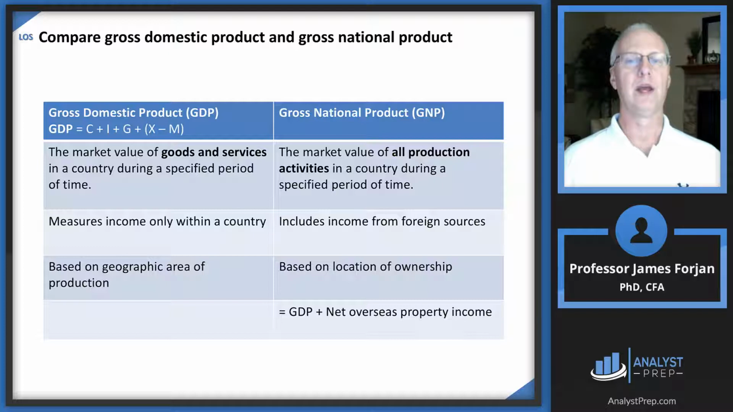GNP, on the other hand, gross national product, is the market value of all production activities during a specified time. And that includes income from foreign sources. And so that's the big difference between GDP and GNP.